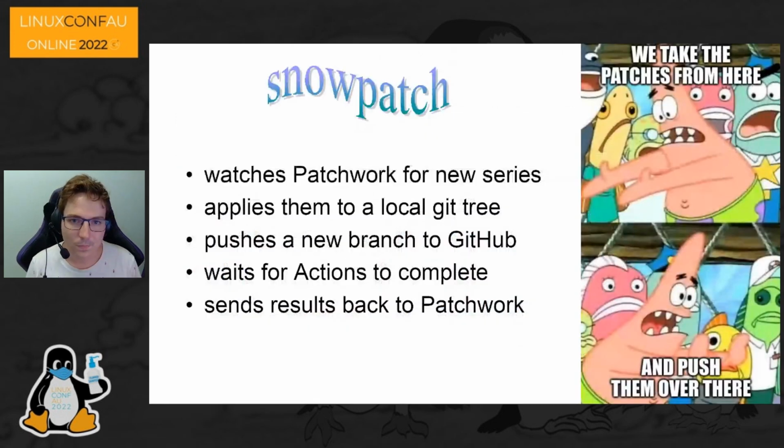So the process of doing that goes through Snowpatch. It's a daemon that watches Patchwork for new stuff, applies that stuff to a tree, pushes the tree to GitHub, waits for the actions that get triggered from that push to complete, and then sends the results back to Patchwork. And it does that a lot concurrently.